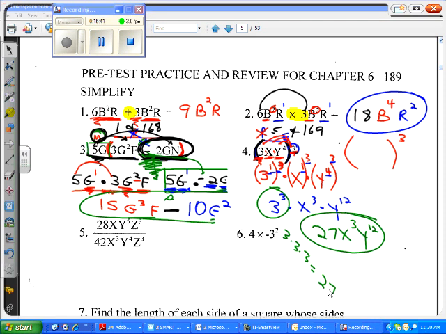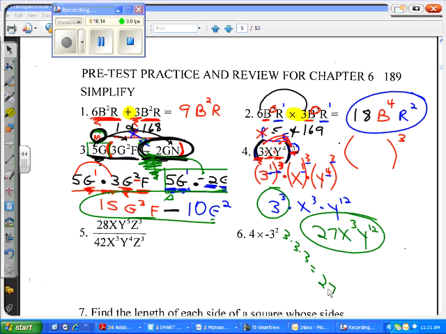Any questions on number 4? So number 1, we looked at a basic addition with exponents involved. Number 2, we looked at a basic multiplication with exponents involved. Number 3, we distributed multiplication over subtraction with exponents involved. Number 4, we distributed an exponent over multiplication with exponential rules involved. Any questions so far?